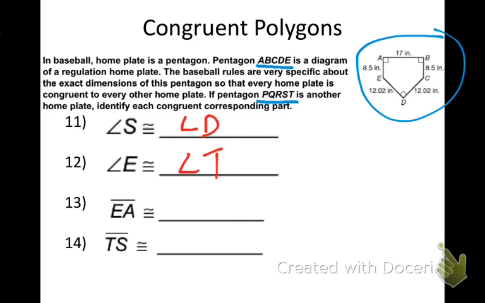Now side lengths sometimes can get a little bit more confusing, but if I look here, I have EA, so the last one on the first one, well, that has to be matched up with then TP, the last one on the first one. And the last one, TS, so I'm looking at the last two, matched up with the last two, DE would be the corresponding parts there.